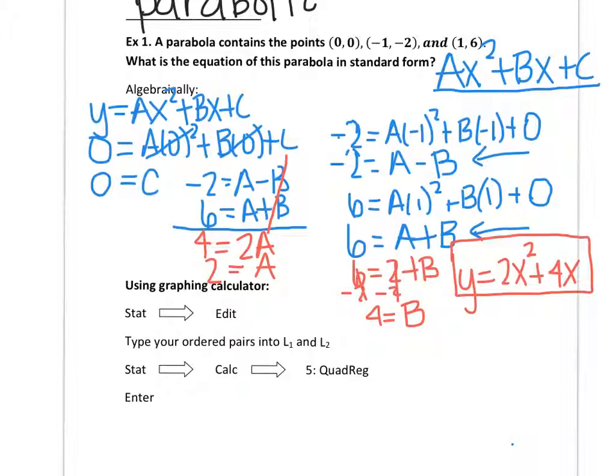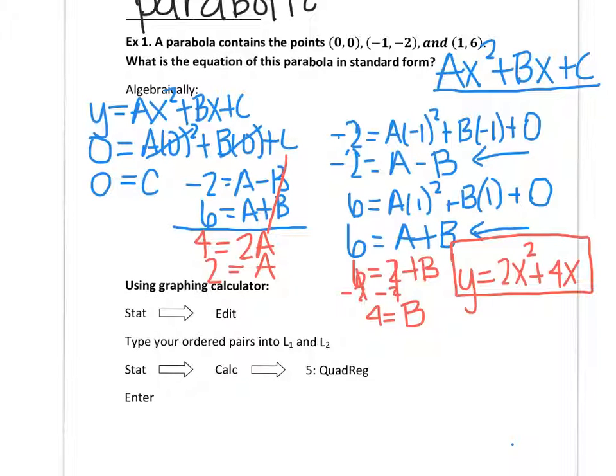It says stat edit. So you're going to go to stat edit. And notice your L1, L2, L3 screen pops up. You're going to put in your ordered pairs. So for L1, I'm going to put in my x values, which are 0, -1, and 1. For my L2, I'm going to put in my y values. So 0, -2, and 6.